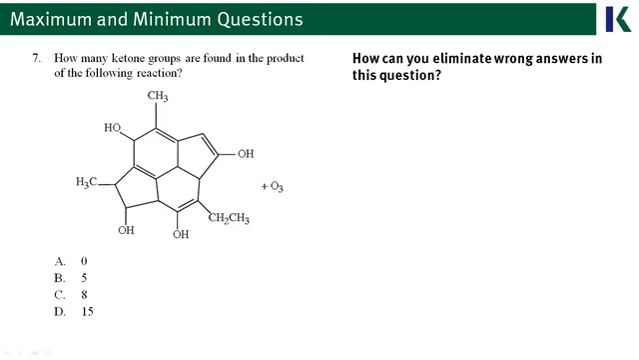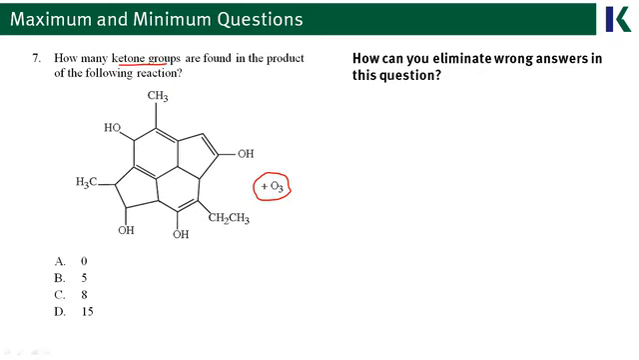Let's see another question where we might be able to eliminate some extremes. In this question, they're wanting to know how many ketone groups we form, and we're using some big organic chemistry molecule and ozone. So this is going to be an ozonolysis reaction. Even if you don't remember the ozonolysis reaction, you might know that ozone is a pretty reactive chemical, and so it makes sense that maybe some ketone groups could form.